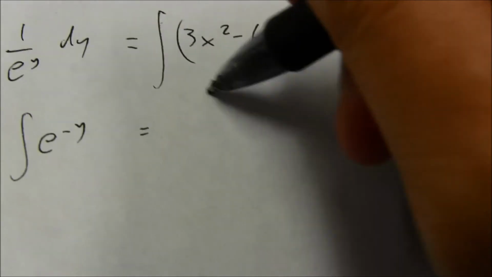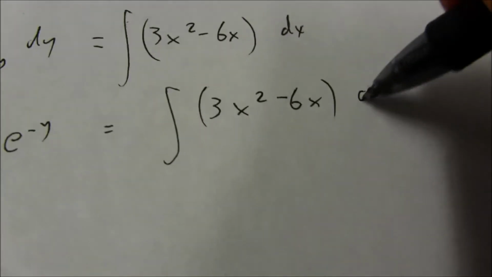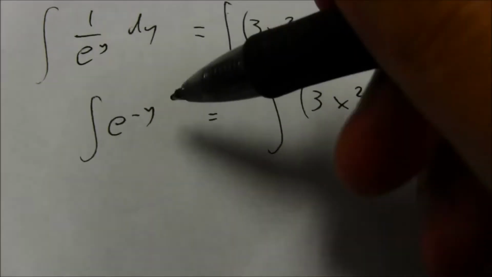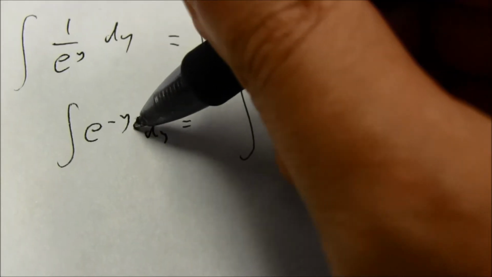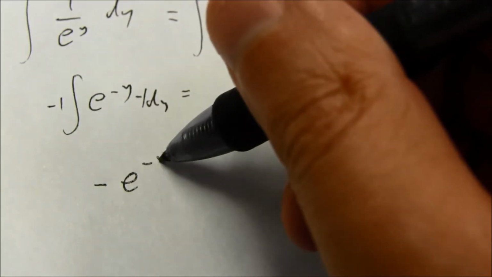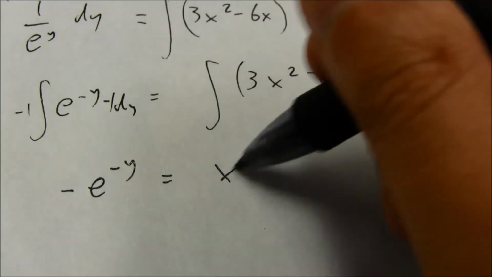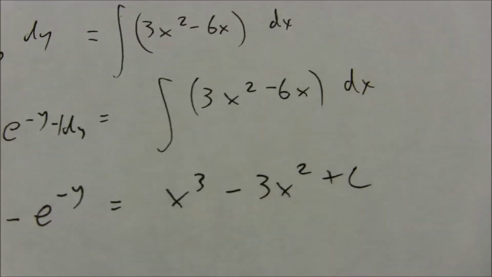The integral of e to the negative y is equal to the integral of the quantity 3x squared minus 6x, quantity dx. The derivative of the inside function here with respect to y is negative 1. So I need a negative 1, which is really being multiplied in there, and I balance it with a negative 1 on the outside. So I get negative e to the negative y is equal to x cubed minus 3x squared plus c.